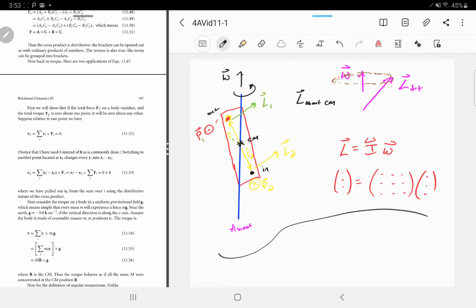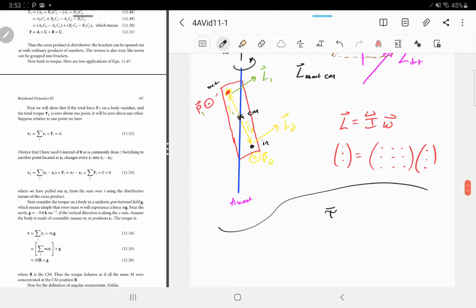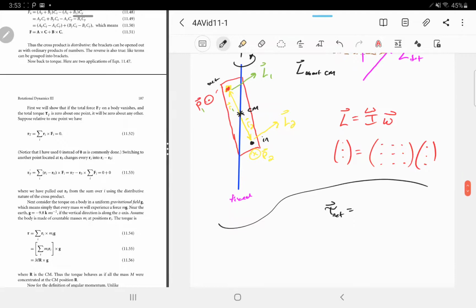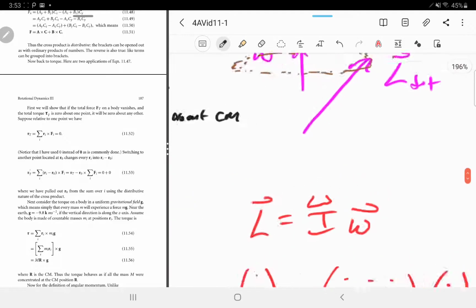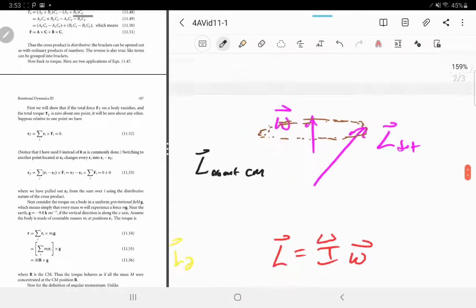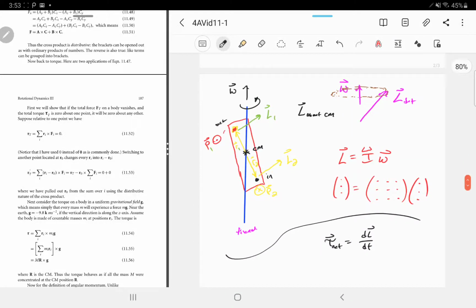The answer is no. And the reason for that is exactly this: the net torque, the sum of all the torques on our rigid body, is dL/dt. So the fact that L is changing as this thing rotates around means that there needs to be an external torque on our rectangular sheet in order to sustain this motion.